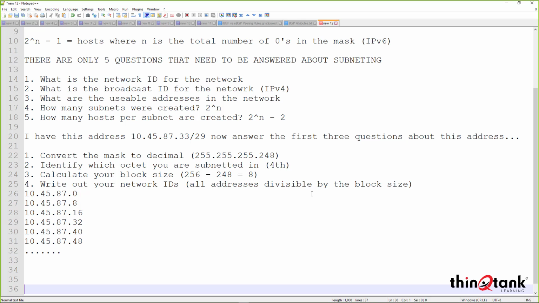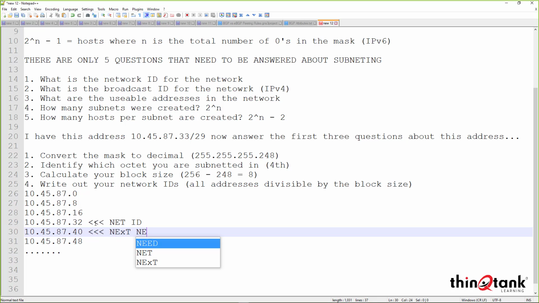Now remember what I said originally. I said let's answer the first 3 questions about this client. Based on this being the list of our subnets, which network do you think 33 belongs to? 32. So that is the network ID for my client. If this is the next network, this is the next network ID, right?